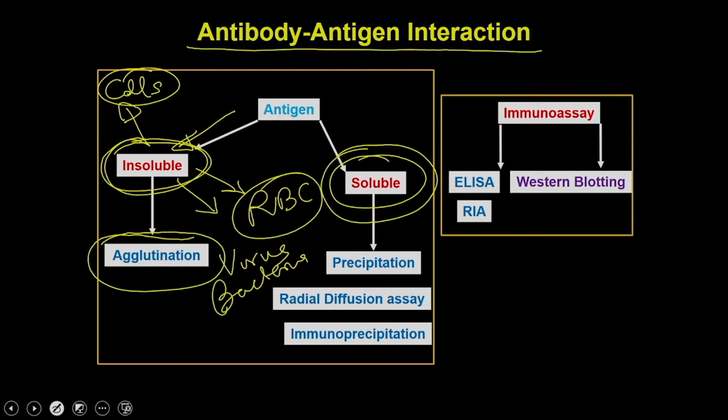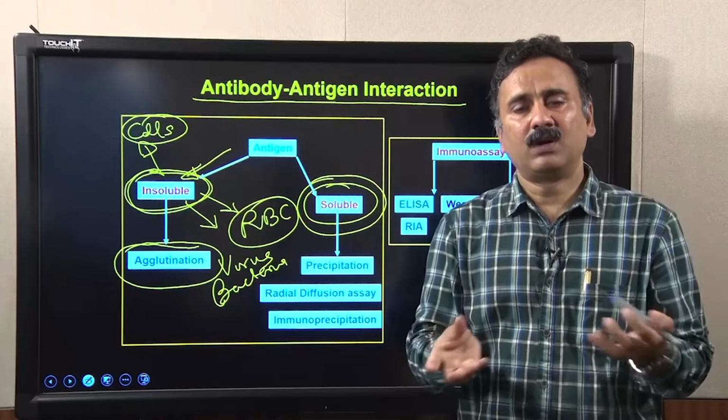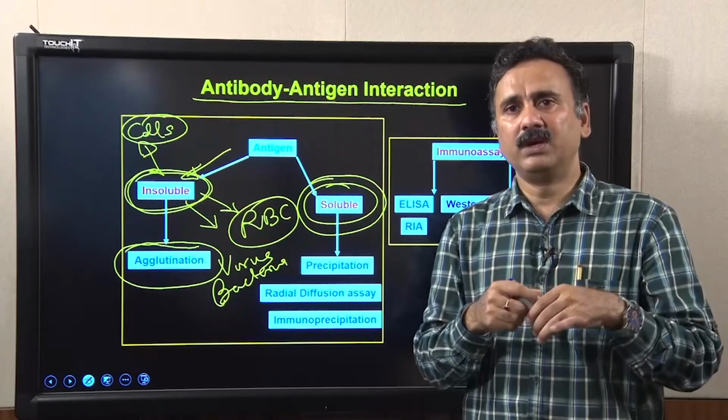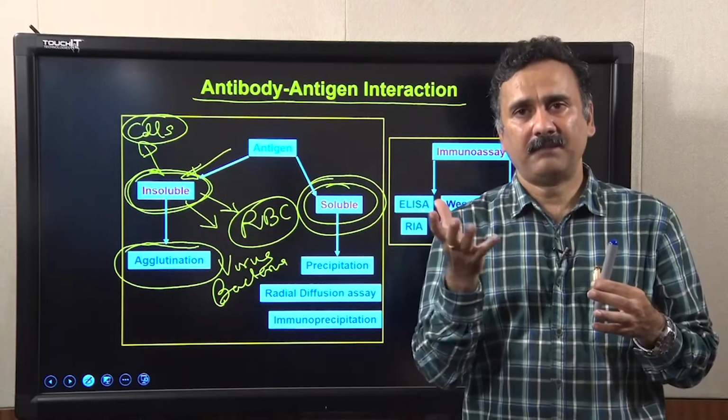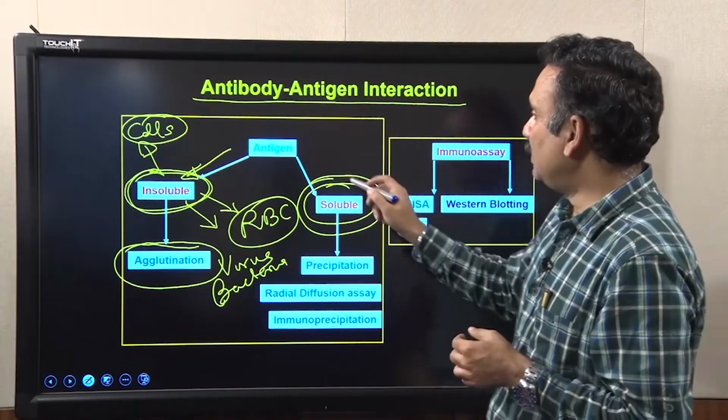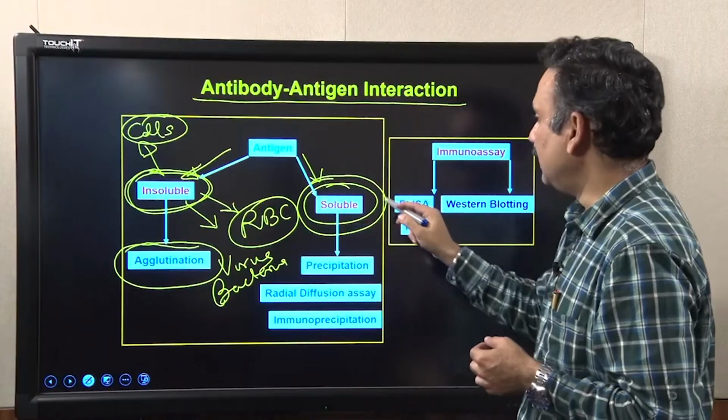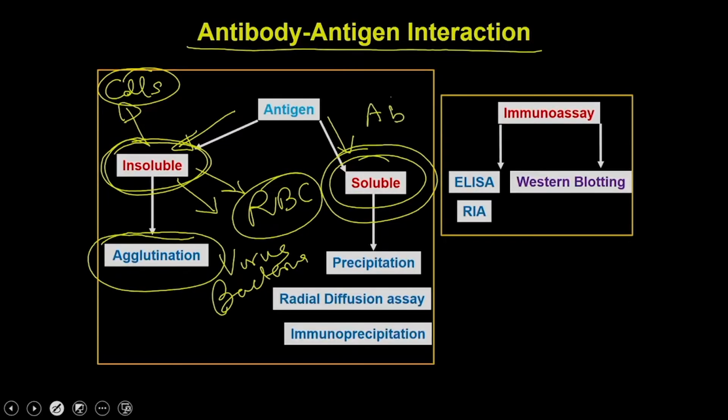reactions. Agglutination reactions are the reactions where the antibody is going to interact with the antigen, and it is going to form a network or mesh. Because of that, it is going to clump all the particulate antigens. Whereas, if the antigen is soluble in nature, it is going to interact with the antibodies, and in the process antibodies are going to precipitate the antigen from the vicinity. The classical examples of precipitation reactions are the radial immunodiffusion assay as well as immunoprecipitations.